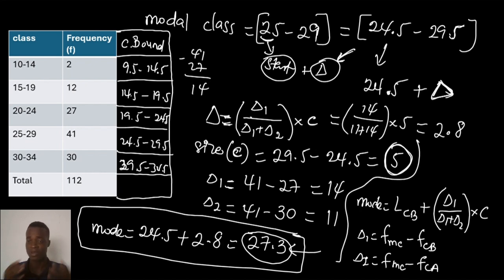That's why I said it is very important that when you have a data type 3, you make sure that you get your class boundaries added to the table, so that in case you need it, you can quickly refer to that. So this is the basic formula for the mode.